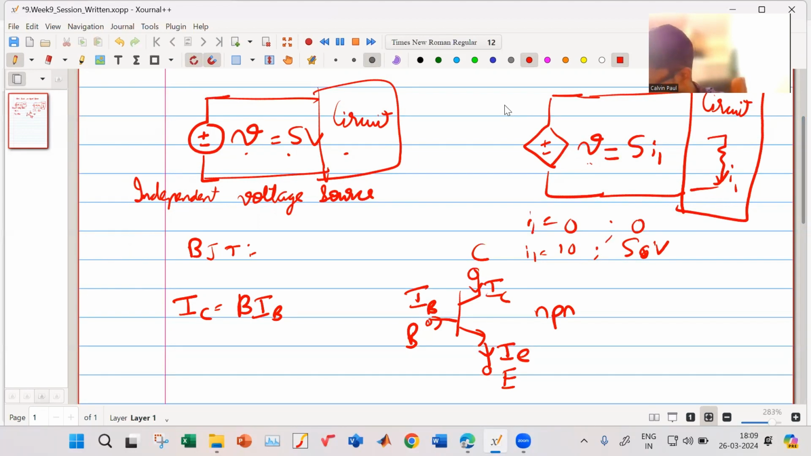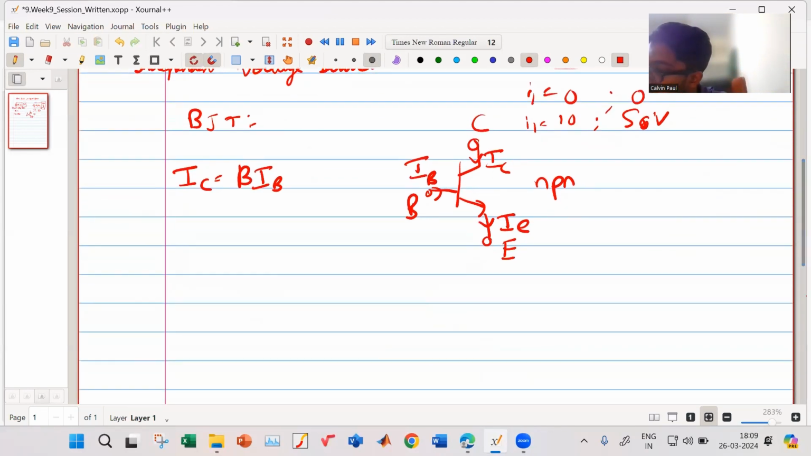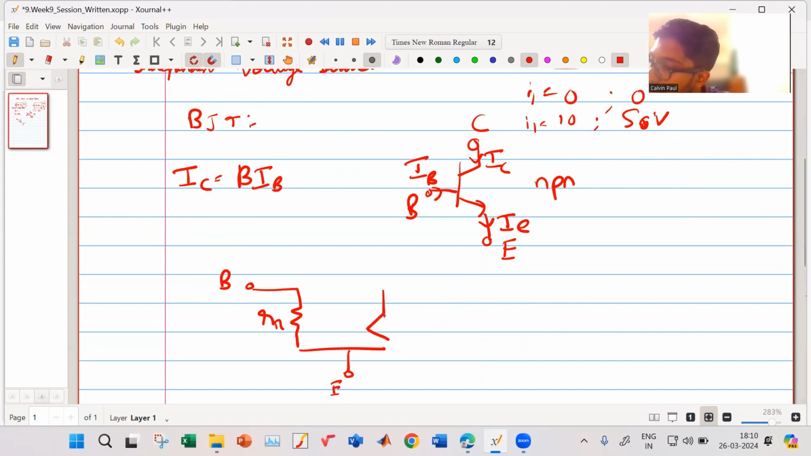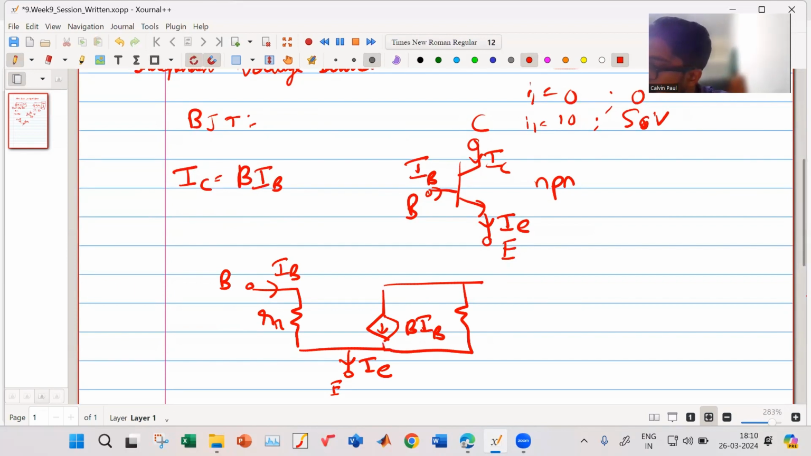Okay. So if you draw the small signal model of this, this is your B, and there is some resistance R5. This is your emitter. This is actually equal to beta times IB. This is your IB. This is your IE. And there is further some R0 also. And this is your collector. So in this circuit, the current flowing over here is a function of IB, this beta times IB.